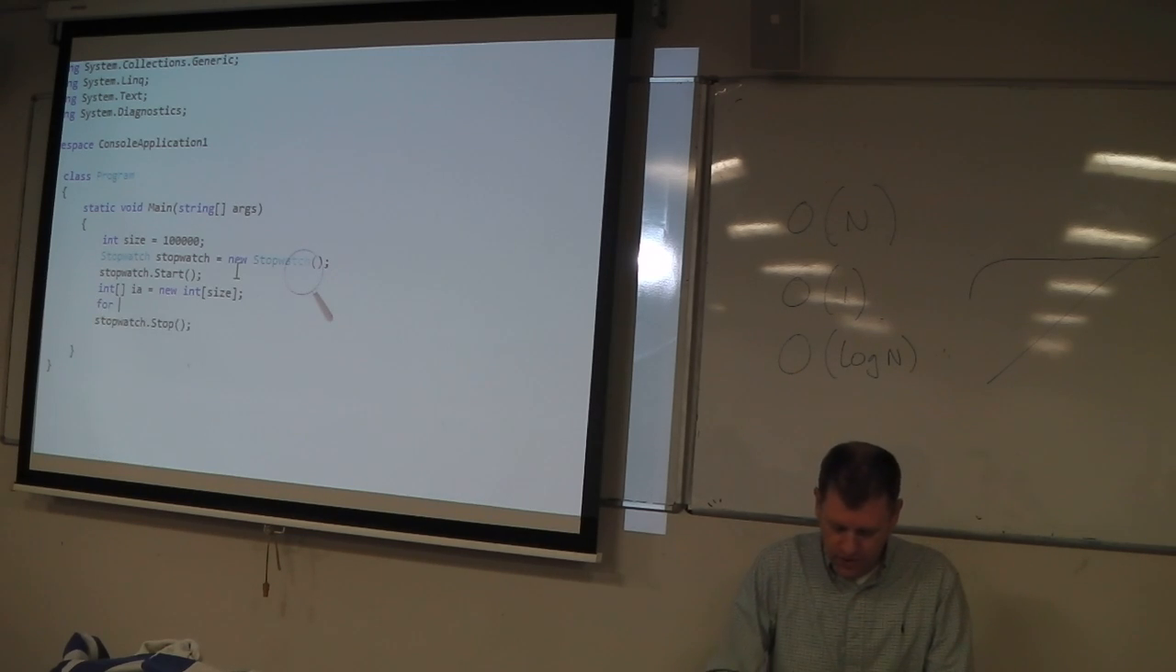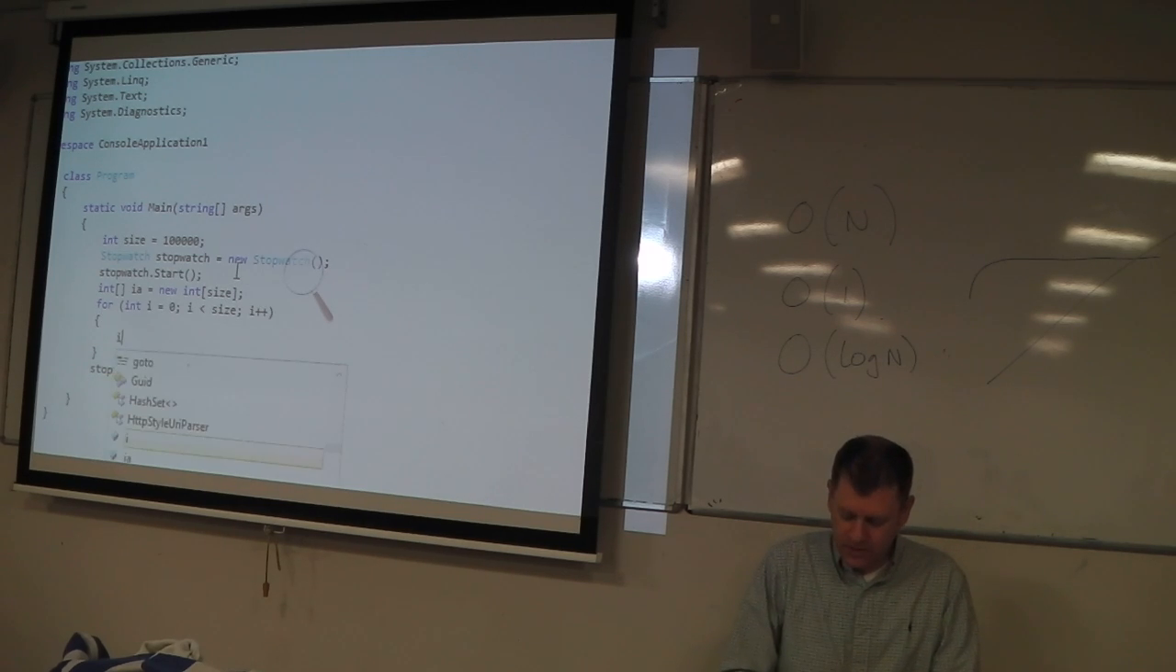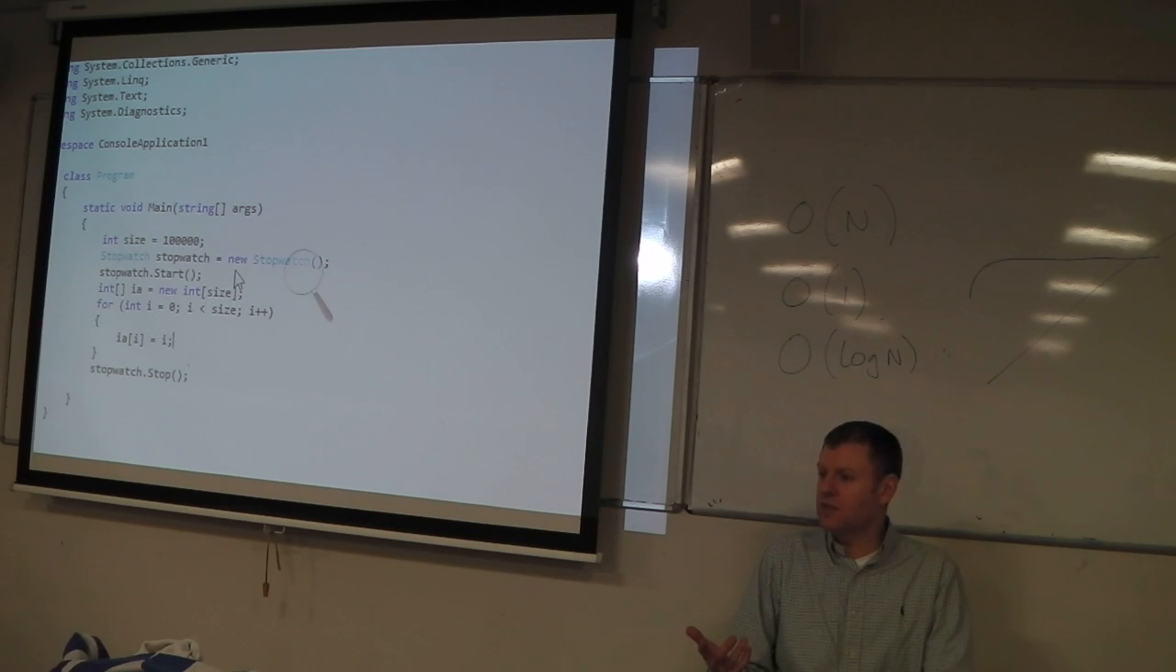So let's go for int I equals 0, semicolon I is less than IA dot size. In fact, let's just use size. Semicolon I plus plus. And we'll just put the int I in, right? So IA at position I is equal to I. So we're just going to put the number in at the position in the array, just to see how long it takes, right?